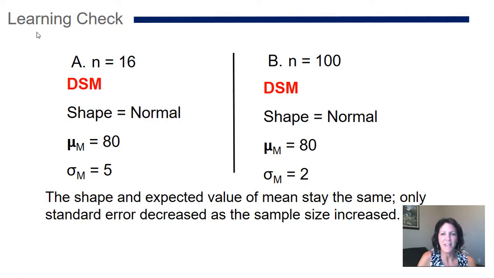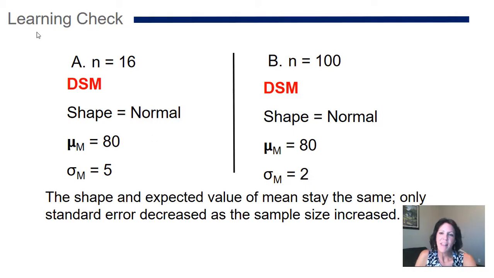Okay, A is done. Now B, we had an n of 100. So what is the shape going to be? Well, we have 2 ways of knowing that the shape is normal. First of all, I already told you that the population was normally distributed in this scenario, so you knew that. But also you know that the distribution of sample means is going to be normally distributed because we have an n of over 30. So good, we're normally distributed. The expected value of the mean for the DSM is 80, again for the same reason. It's going to be the same as the population mean, which I gave you in this scenario.